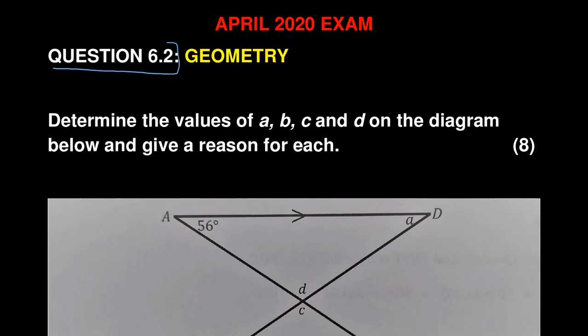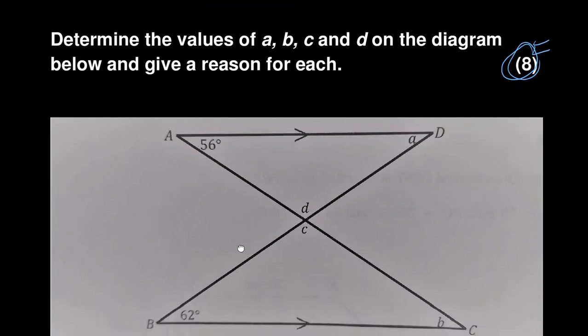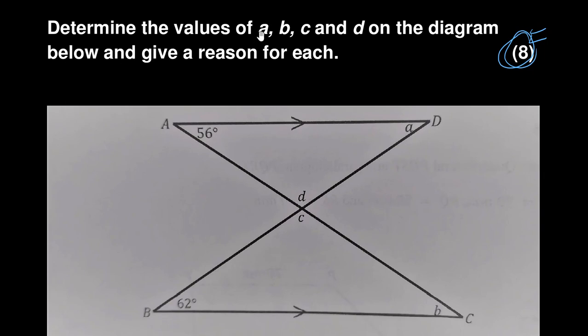If I look at the mark allocation for 8 marks, I think the examiners were very generous with this question 6.2, because the question is: determine the values of A, B, C and D on the diagram below and give a reason for each. So if you do not give a reason, that is where they are going to catch you. They are going to penalize you marks.